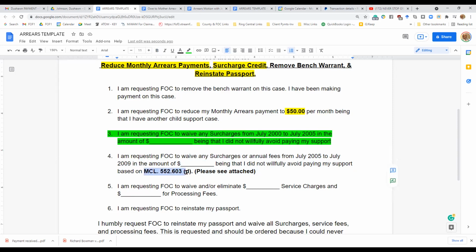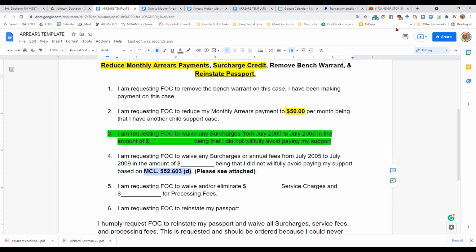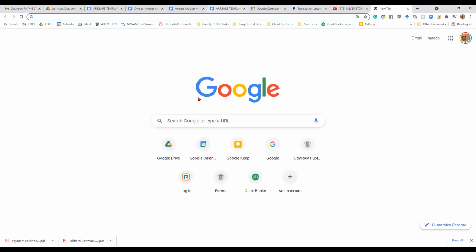Okay, let me just kind of show you this real quick. Let me copy this, and we're going to cut this. We're going to put this into the internet. Let me hide this screen here. See, the internet, Google is your friend. It is your friend if you know how to use Google.